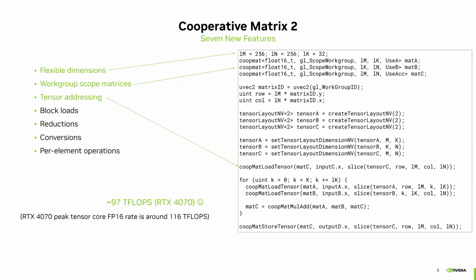And so the other feature you can see being used here is the tensor addressing. I'll go into detail in the next few slides, but you can see it's creating the tensor layout objects, it's filling out their dimensions, and then it's doing a slicing operation, which is selecting a subrectangle in memory that it's going to load. And this replaces all of the addressing math that was in the previous examples.